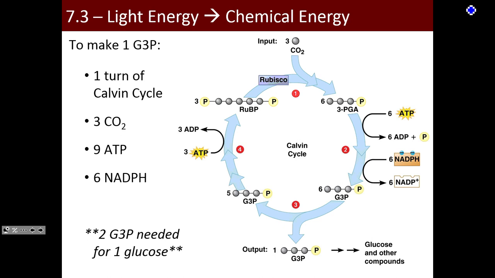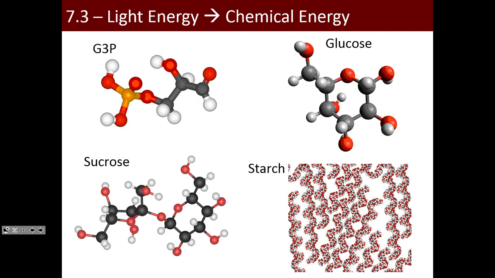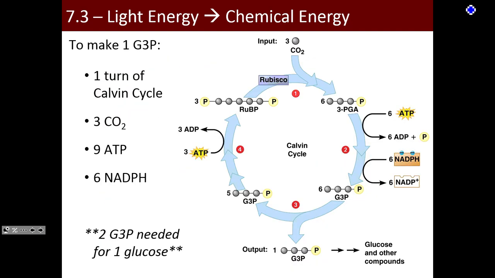So to make one G3P, we have to do 1 turn of the Calvin cycle. We have to invest 3 carbon dioxides from the atmosphere, 9 ATP, and 6 NADPHs from the light reactions. Okay. We need 2 G3Ps if we want to make a glucose. So to make a glucose, we're going to have to repeat the Calvin cycle twice. Okay. So for every glucose molecule, we need 6 CO2s, 18 ATPs, and 12 NADPHs to make 1 glucose.